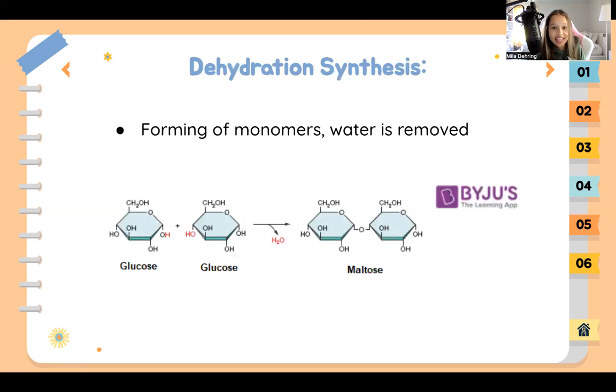So dehydration synthesis is going to be the formation, or the joining together, of two monomers to create disaccharides, polysaccharides, nucleic acids, whatever it is, the polymers or the multiple monomers. So when forming polymers, you're going to remove a water. That's why it's called dehydration synthesis. In this, we have two glucoses, and you're going to take out water, and that's going to create maltose.